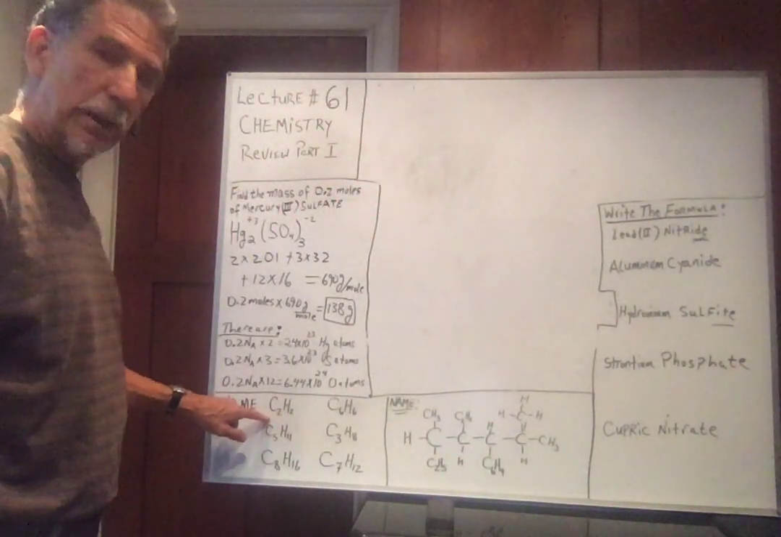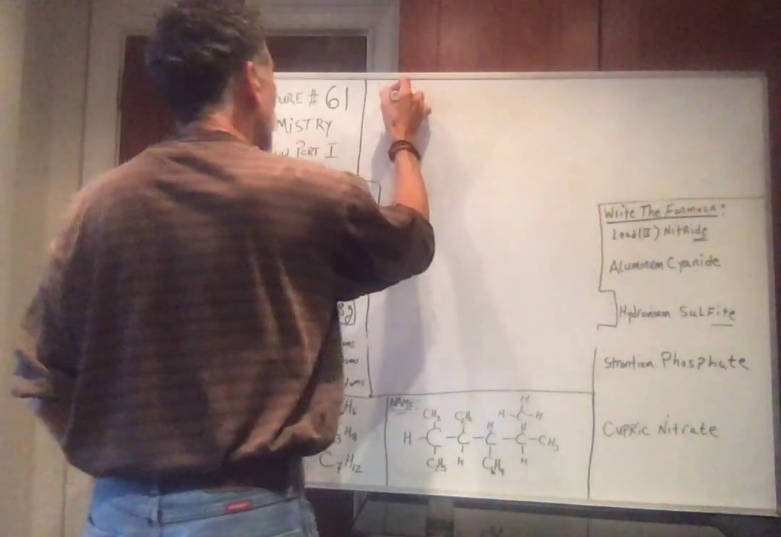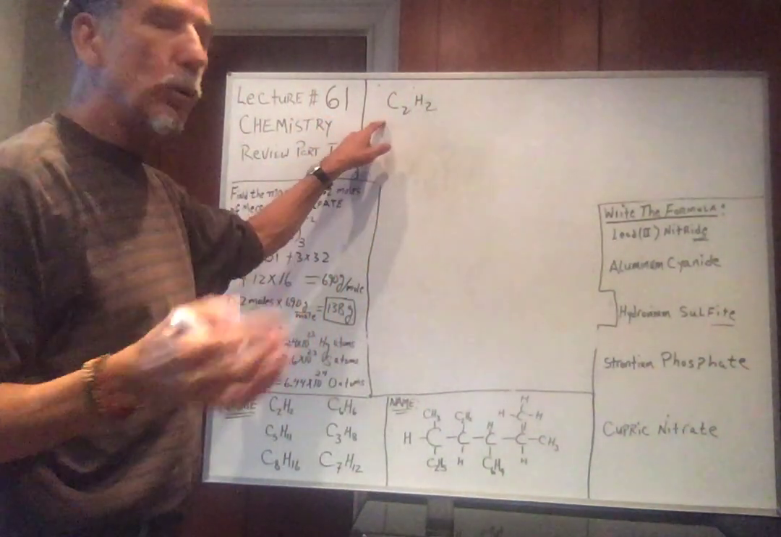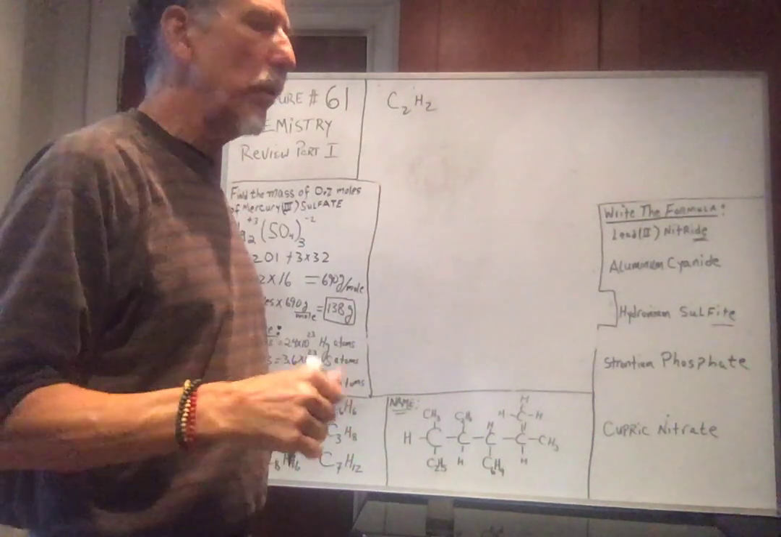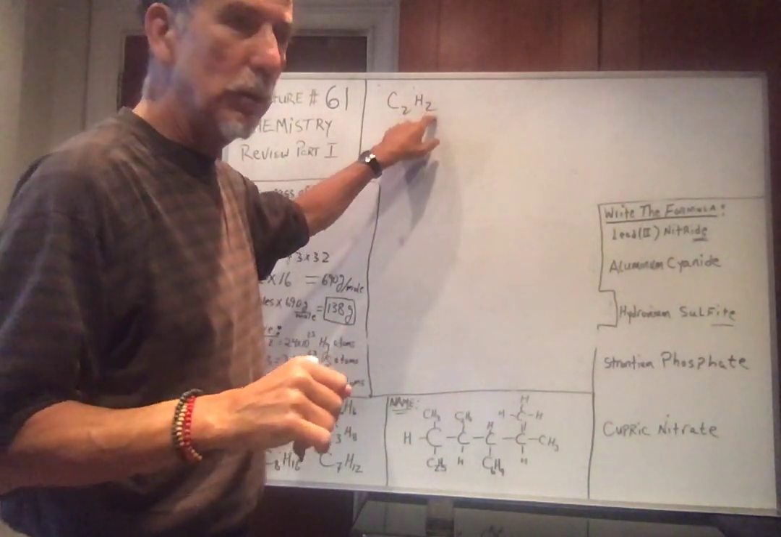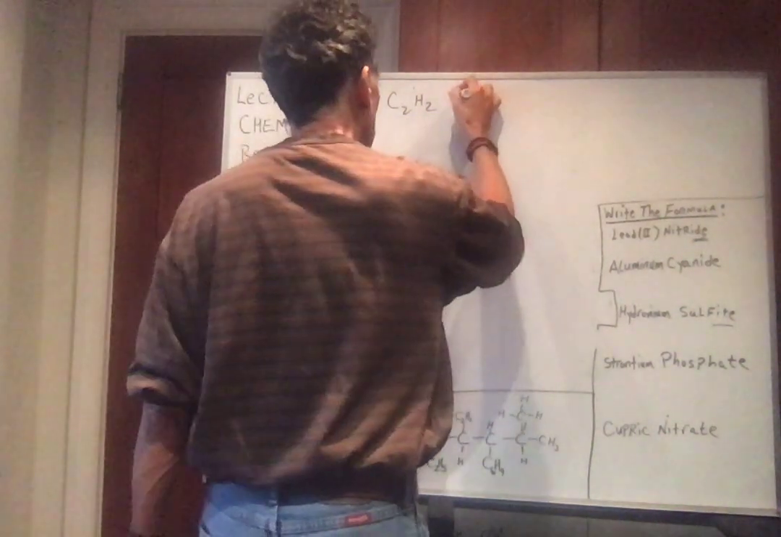Let's name these. Can you see? So we have C2H2, right? Two carbons, MEPB. Remember me peanut butter. So this is 2N minus 2, right? So this is ethine.